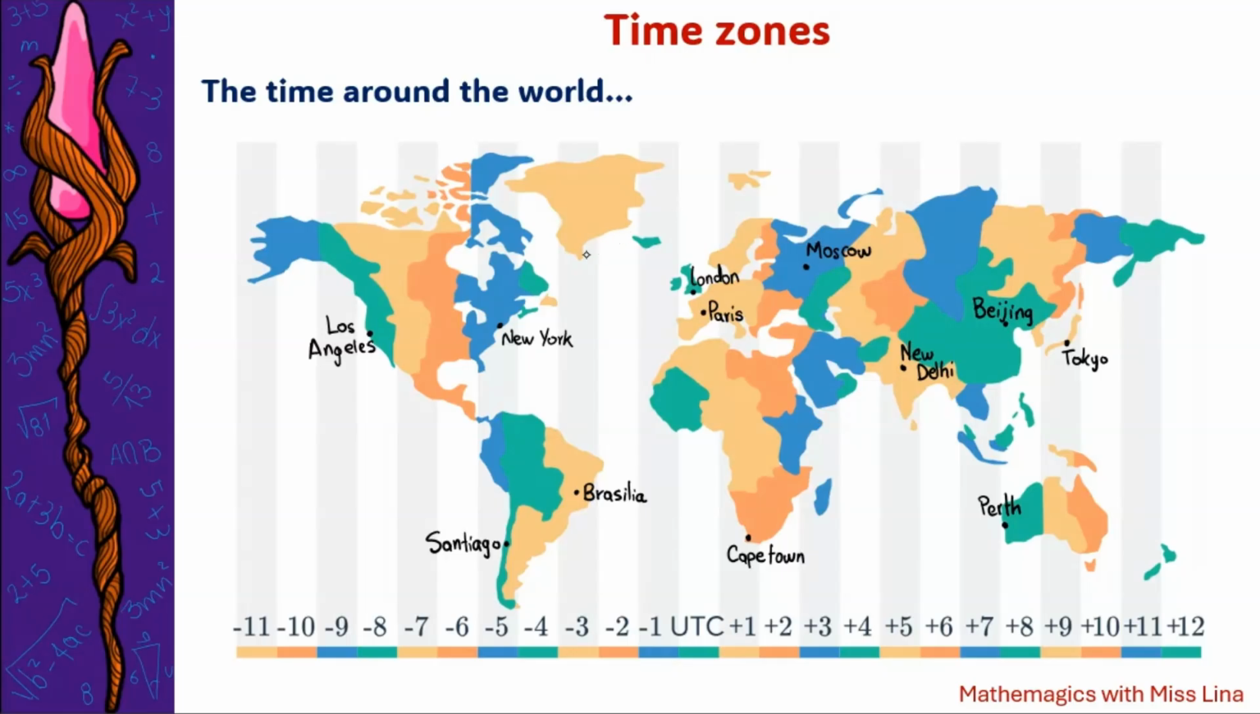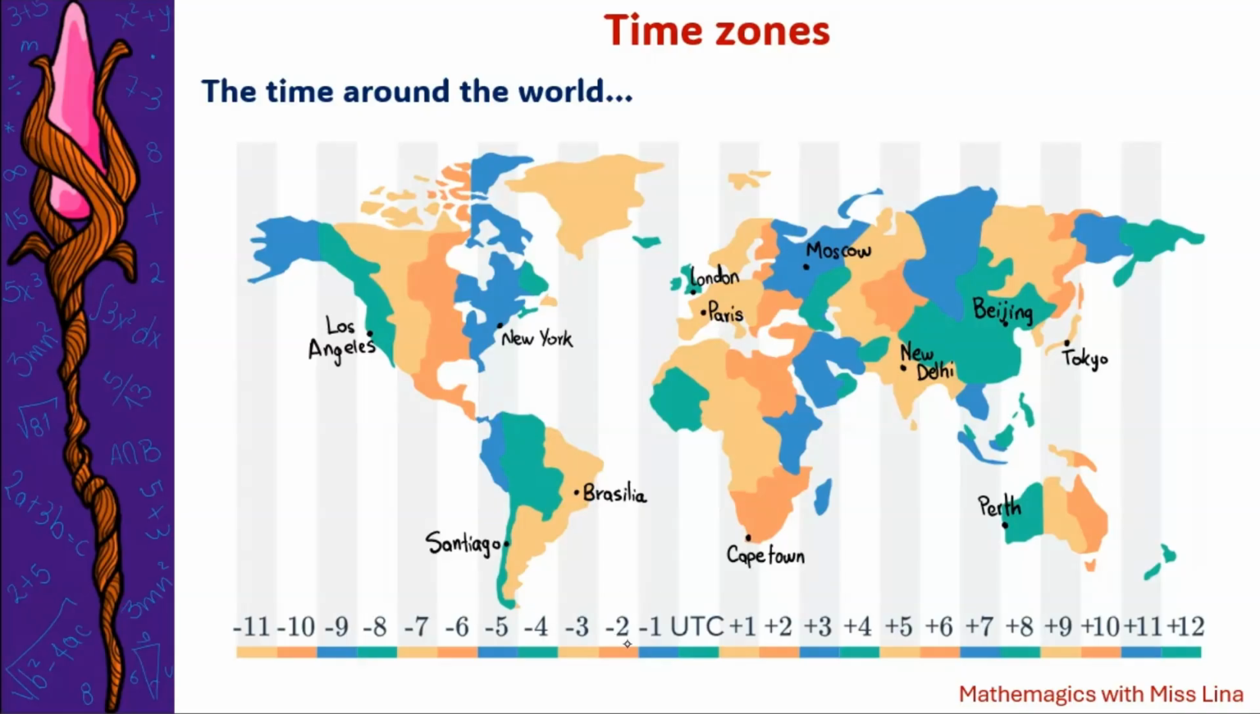So this is a simplified map of the time zone in each country. Notice in the middle we can find the UTC. UTC means Coordinated Universal Time. It's like a reference in order to know the time difference between different countries. So this is like the zero in a number line. On the right we can find the positive numbers, and on the left we can find negative numbers.